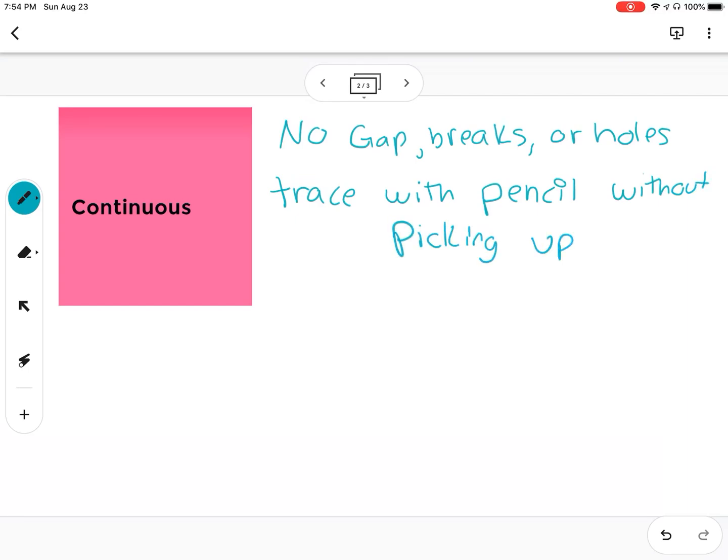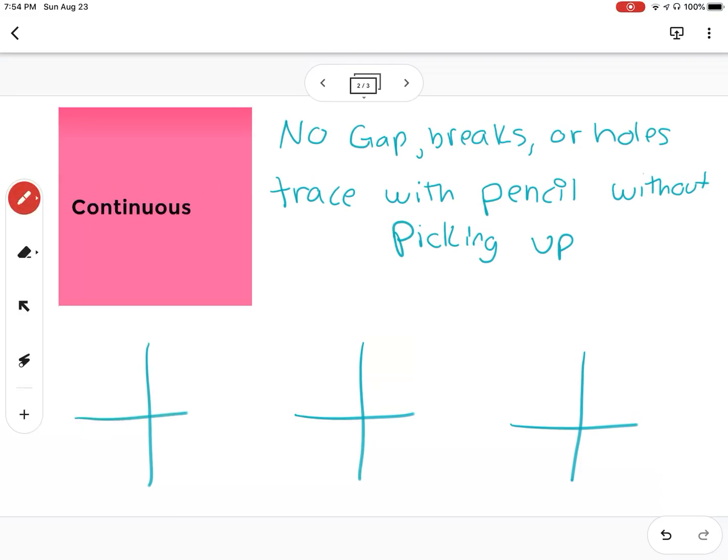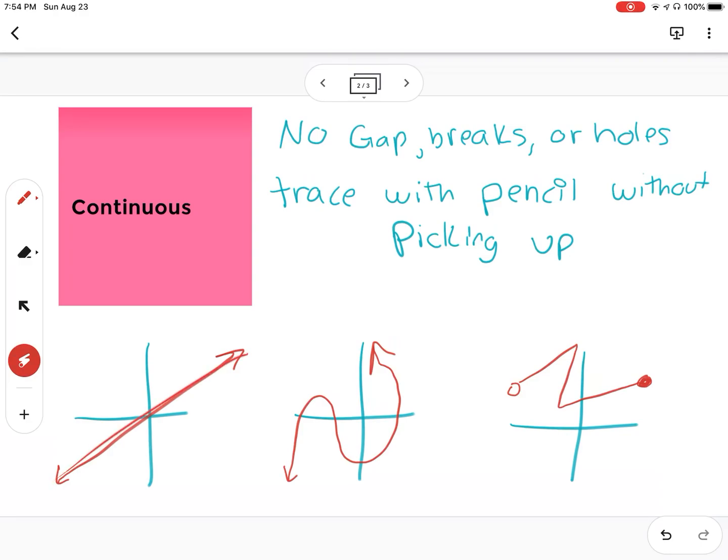So I'm going to give you some examples here. I'll draw 3 graphs to show you. So maybe something like this. So I can draw the whole thing without picking up my pencil. Or maybe it could be something like this. Or even, it doesn't even have to have arrows on the side. As long as you can go from one end to the other without picking up your pencil, then it's continuous. So no picking up your pencil.